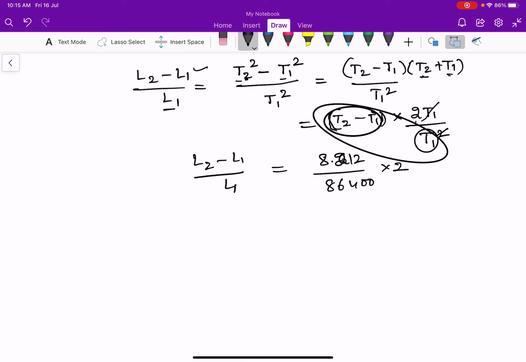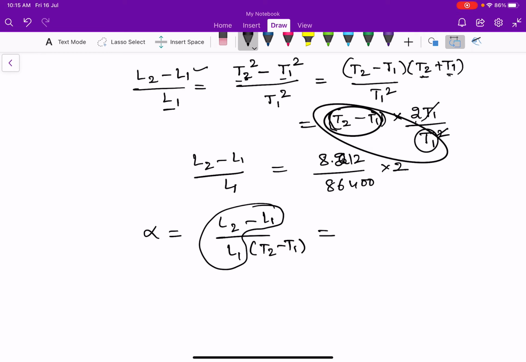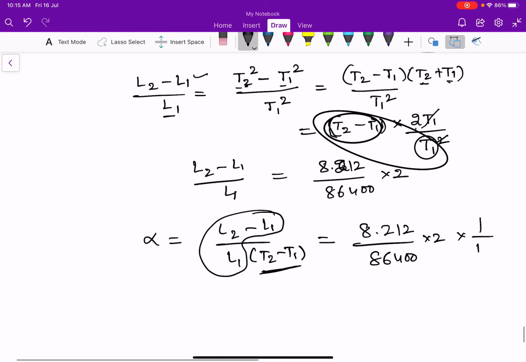So now we know alpha equals L2 minus L1 by L1 into the change in temperature. The value of L2 minus L1 by L1 is 8.212 by 86,400 into 2, into 1 by the change in temperature. So 1 by change in temperature is how much? 10. By solving this, you will get the answer for alpha.